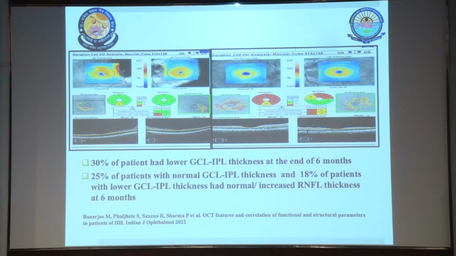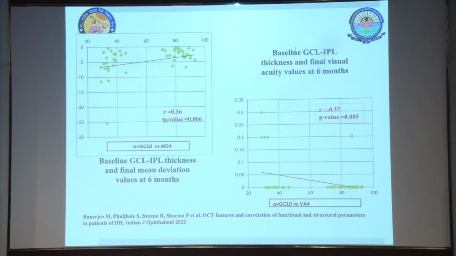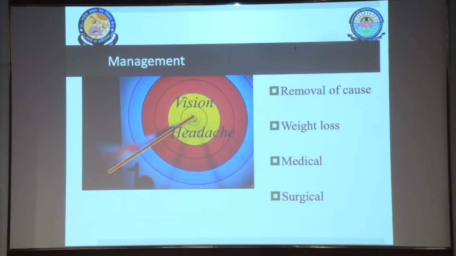So just monitoring RNFL may not be enough in these patients. You may also have to monitor GCL to look into whether optic atrophy is setting in or not. In our study, we have seen that the baseline GCL-IPL thickness has a good correlation with the final visual acuity, and thus it's a better monitor. How do you manage a case of IIH?